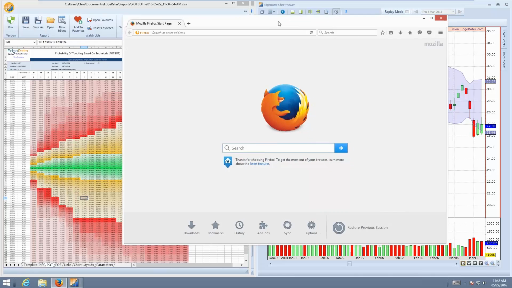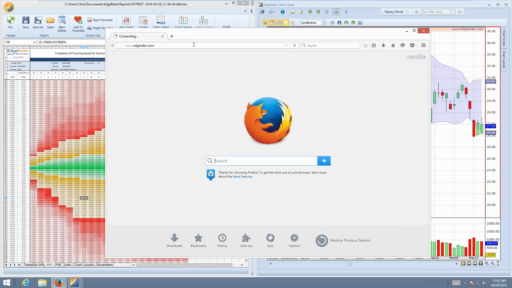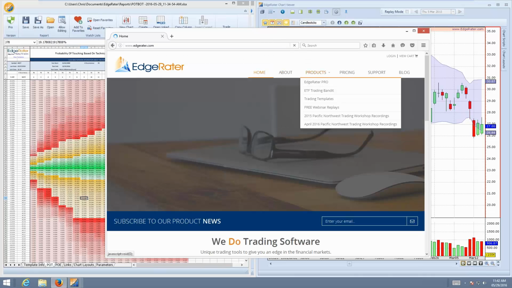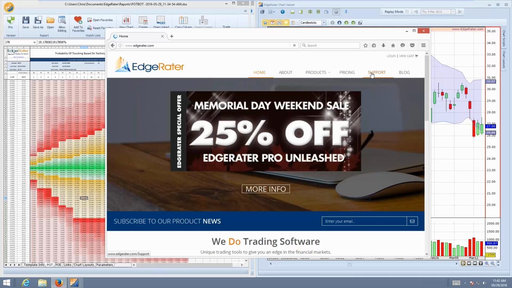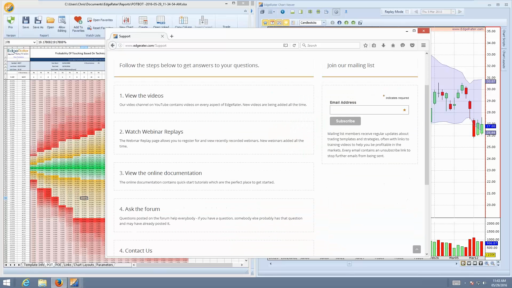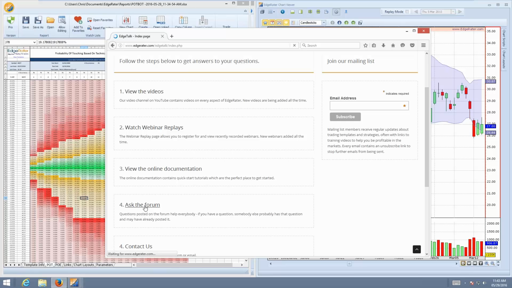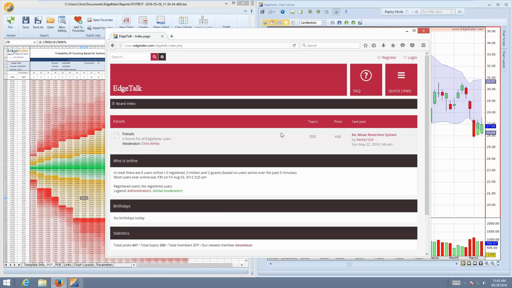Let's go to edgerater.com. If you go to support and click on Ask the Forum, you'll find the forum for EdgeRater. If you're not a member of the forum, you just have to register up here, and I'll get some information about somebody wanting to register, and I'll have to enable you, but be patient a little bit. I will get around to doing that.